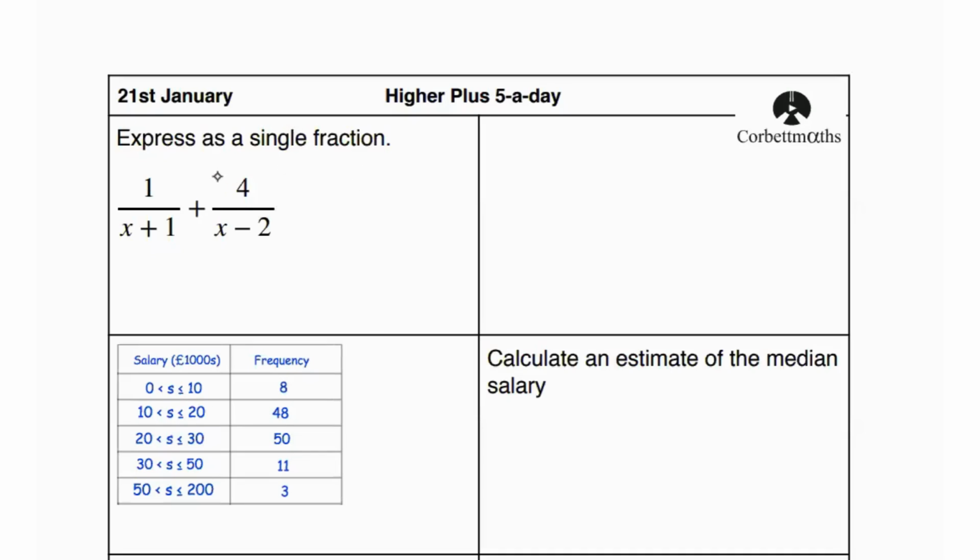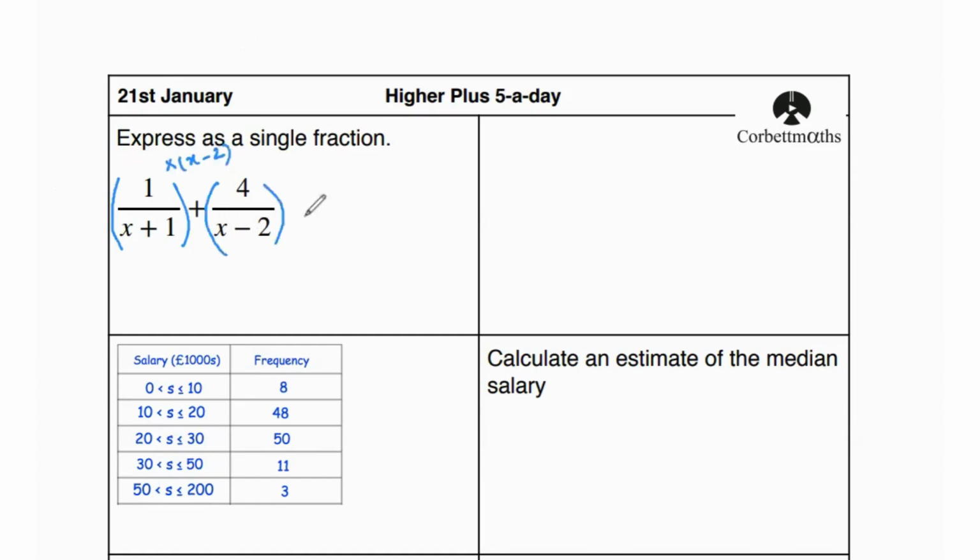First question says express as a single fraction. So we have two algebraic fractions being added. Whenever we have fractions with unlike denominators being added, the first step is to make the denominators equal. To do that, we're going to multiply the first fraction, both the numerator and denominator, by x minus 2.